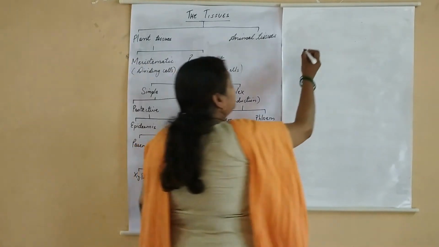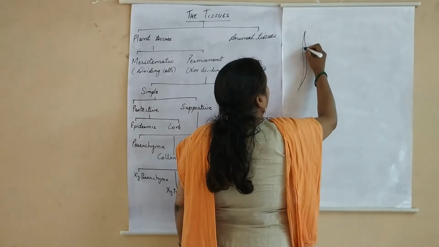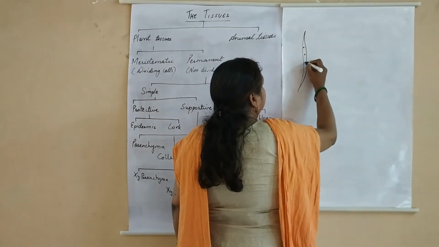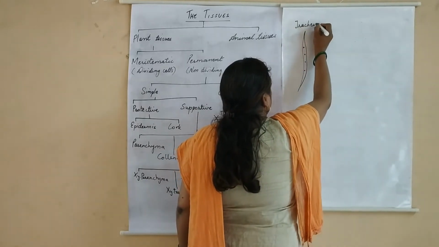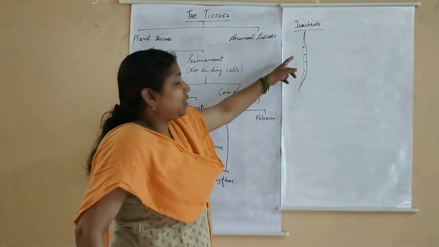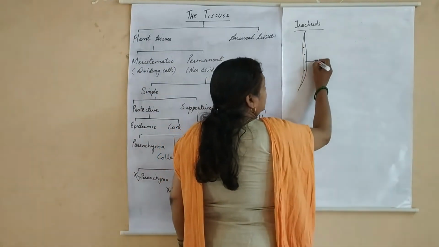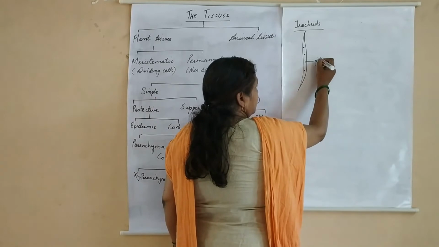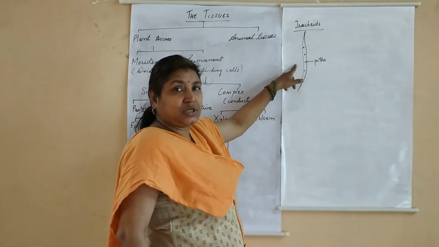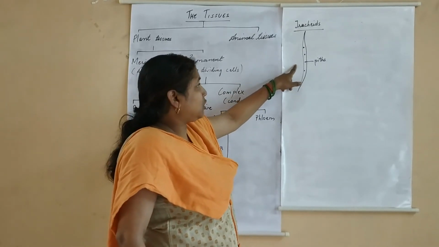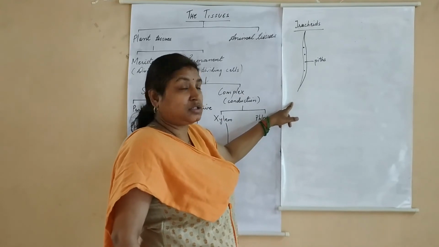Xylem tracheates are spindle shaped, tapering at both the ends, highly lignified. They are highly lignified cells except for the pores. These are known as pits. This is just like a pore which is present and helps in conduction of water. And the shape of the cell is spindle shape.